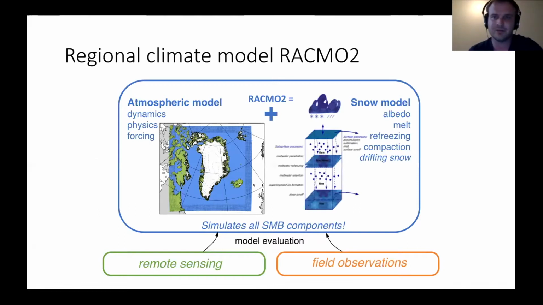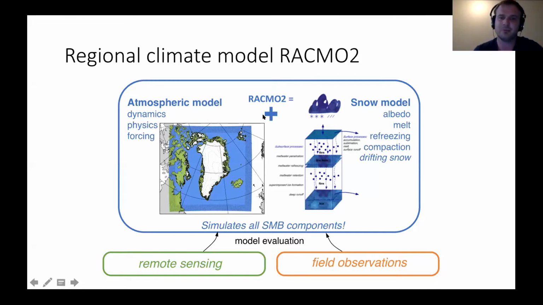And then the final part of my talk is on the climate modeling. First of all, I'd like to touch upon the tool we are using in Utrecht, which is the regional climate model RACMO2. This RACMO2 model aims to simulate all SMB components. And for that, it needs a combination of an atmospheric model with dynamics as well as physical schemes, and also with a certain forcing. And this forcing is applied here at the lateral boundaries of a regional domain, in this case, focused on Greenland. This forcing comes usually from reanalysis products or from global climate models if we're going into the future.